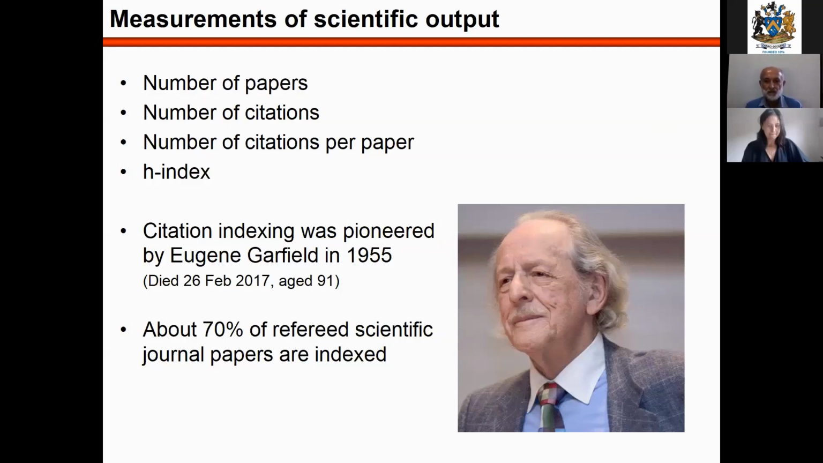Citation indexing was pioneered by Eugene Garfield back in 1955. This was quite an accomplishment, as he took about 70% of refereed scientific journal papers and indexed all of the references in each of those, and in so doing created what became known as the Web of Science. This was quite an undertaking in pre-internet days.